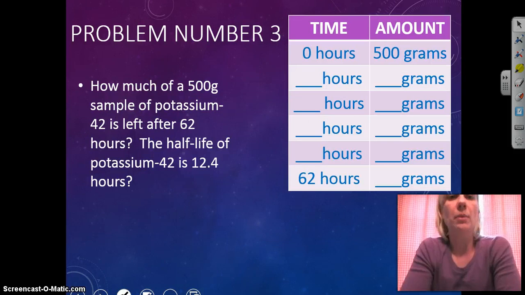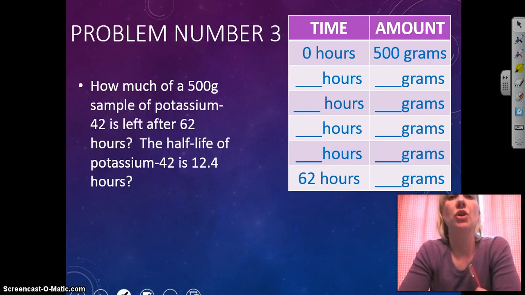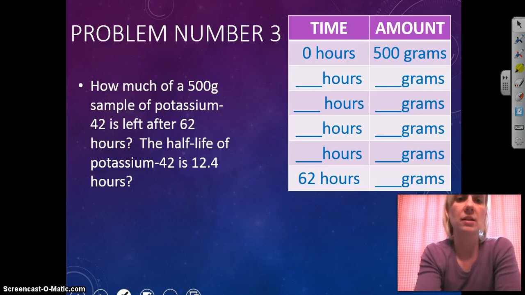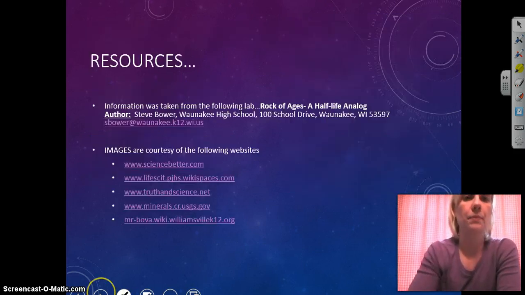All right, problem number 3. How much of a 500-gram sample of potassium-42 is left after 62 hours? The half-life of potassium-42 is 12.4 hours. Now this time, I'm not going to solve this with you. You're going to solve this and go over it as a warm-up in class. I've set up the chart. I've also taken it down because it does say 62 hours, so I put your 62 hours in, time 0, 500. I've given you the correct amount of spaces. You just are going to have to go through and figure out the math.